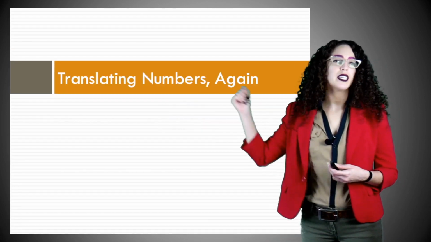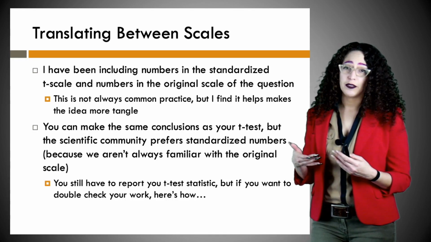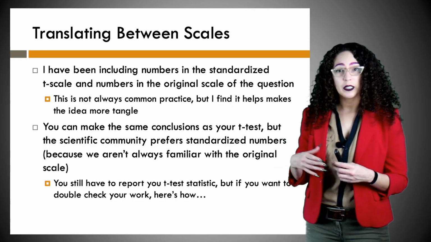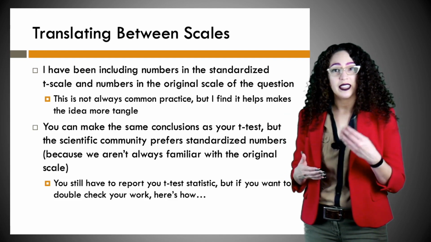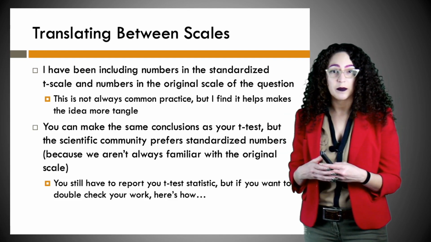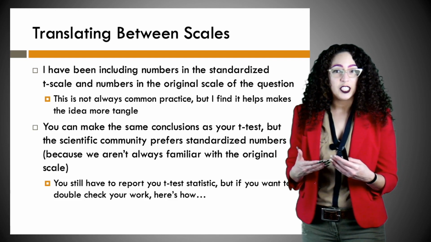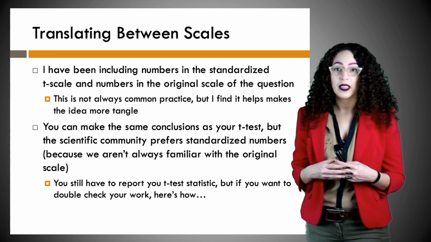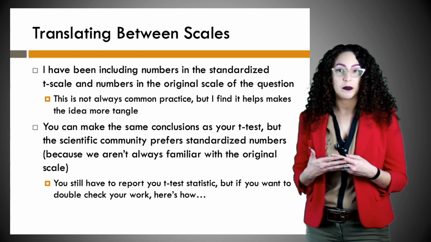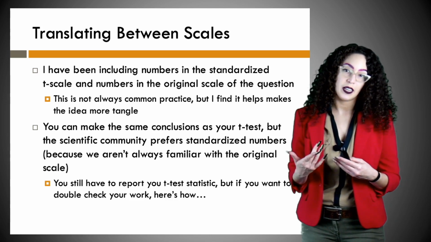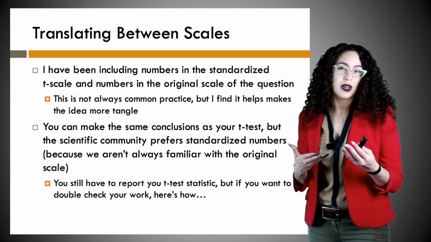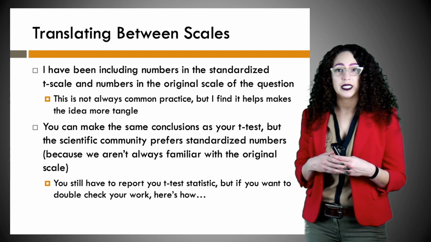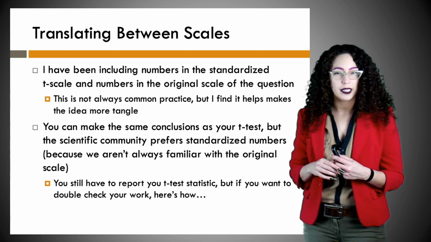Translating numbers again! As you've noticed, I have a thing for translating between standardized and the raw. I've included numbers in the standardized t-scale and the numbers in the original scale in some of my questions. This is not convention, but I find it makes the ideas more tangible and helps in understanding. You can reach the same conclusions as your t-test, but the scientific community prefers standardized numbers because we don't always know what your scale is and we're not familiar with it. You still have to report your t-statistic, but if you really want to double check, here's how to do it.